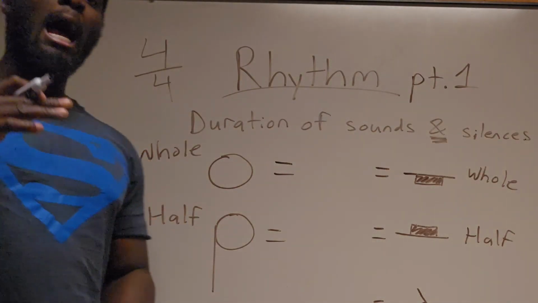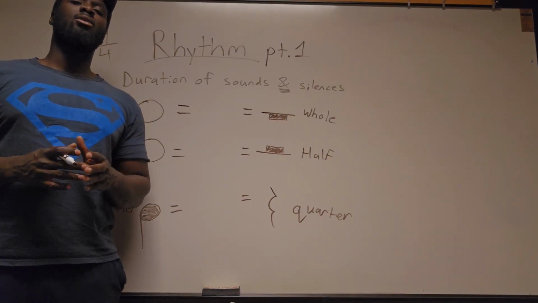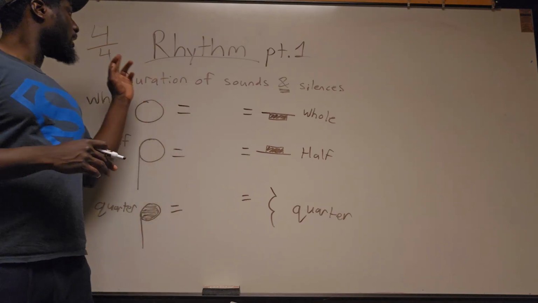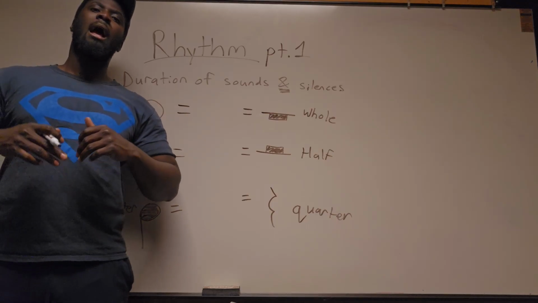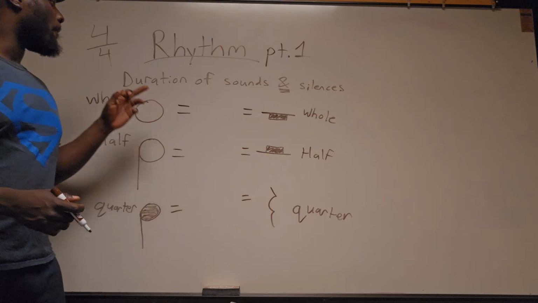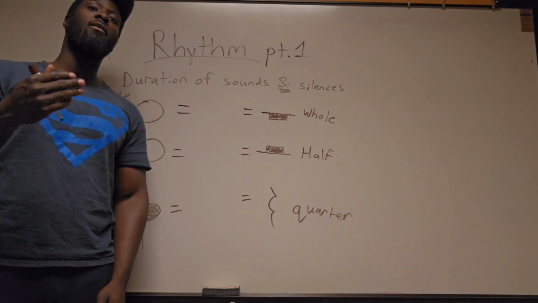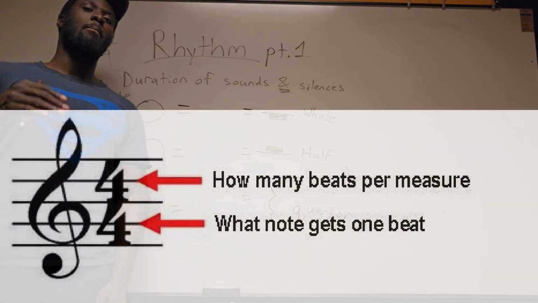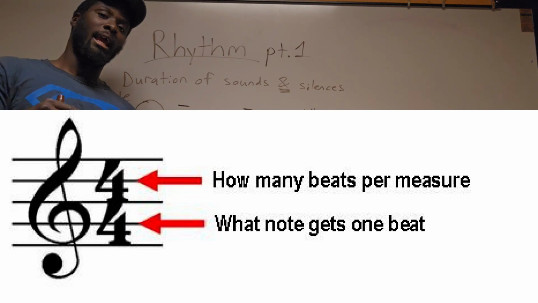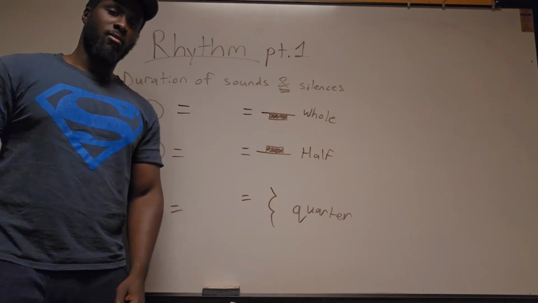The top number, the numerator, tells you how many beats per measure. The bottom number, the denominator, tells you which note takes the value of the beat. I'm going to explain all of this later on.